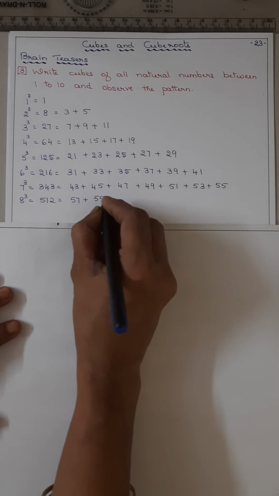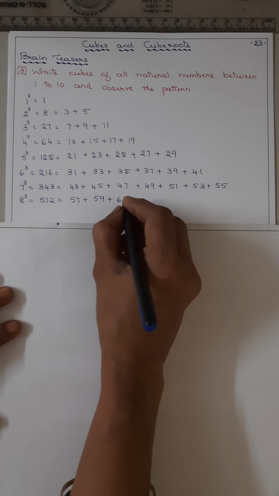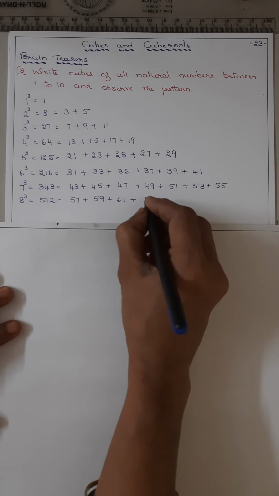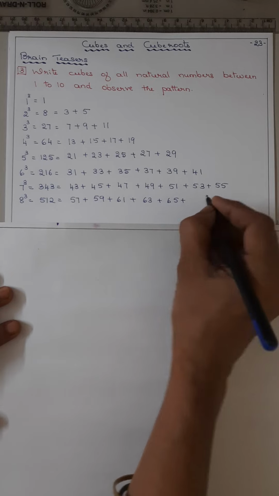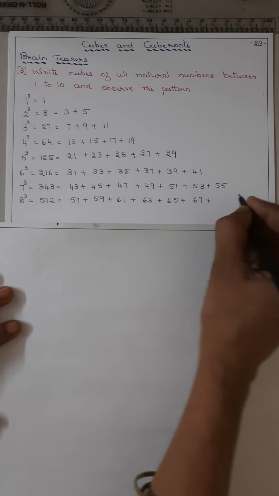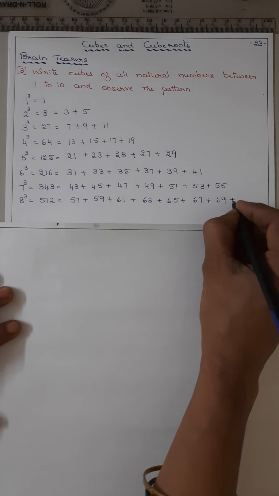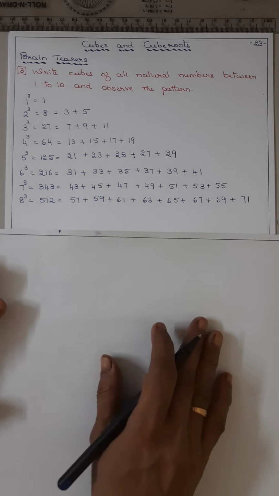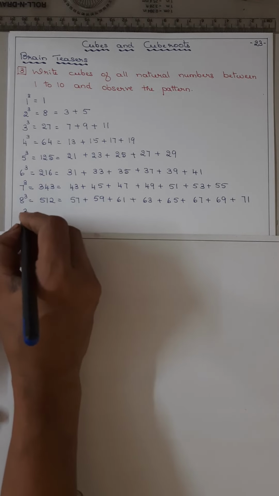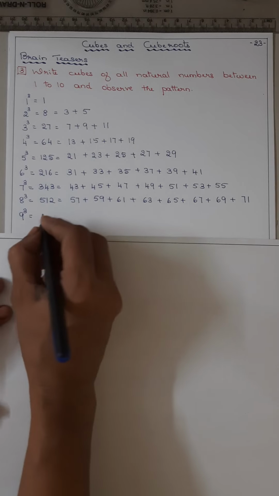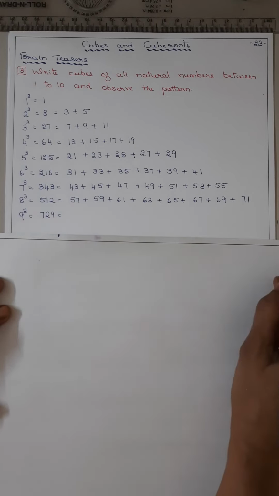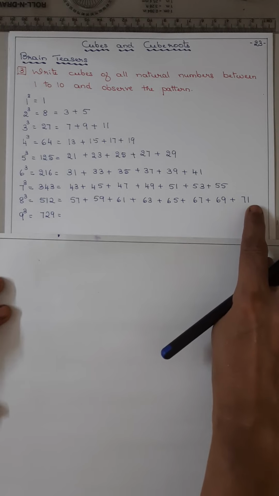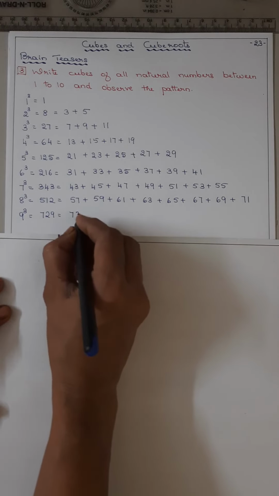57, 59, 61, 63, 65, 67, 69, 71. And next is 9 cube, which is 729. Now 9 odd numbers. The last was 71, so next is 73.